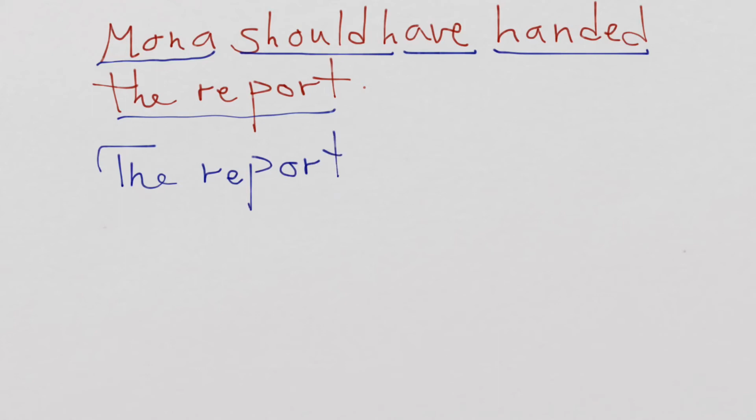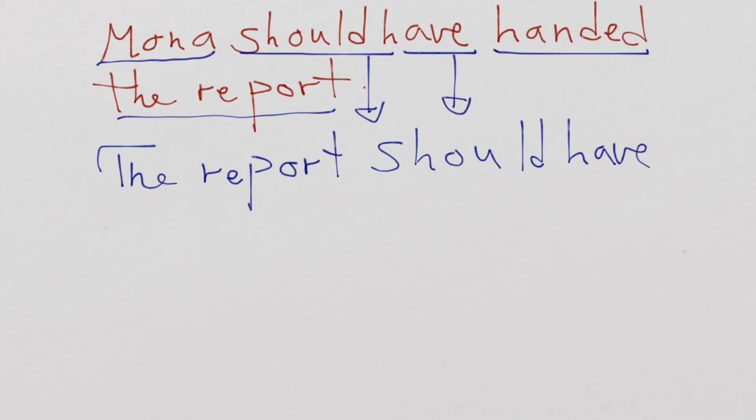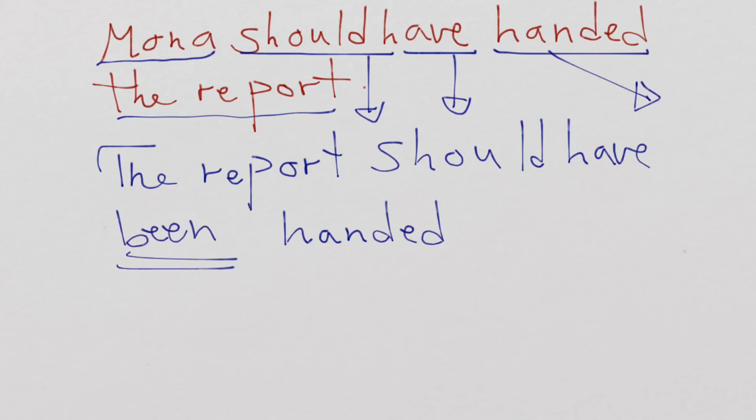What about should and have? Put them as they are. Keep should, keep have as it is. So it will be the report should, and then have. Again, you're going to keep verb 3 as it is. But you have to add before verb 3 the word been. Okay, pay attention to that, please.